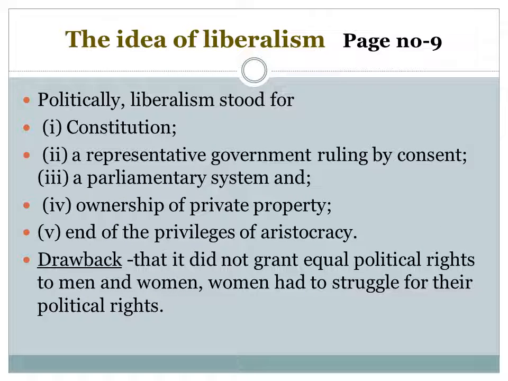Now, let's see the political meaning of liberalism. It stood for a constitution, a representative government, a parliamentary system, ownership of private property, and the end of privileges. But what was the drawback of political liberalism? It did not grant equal political rights to men and women. Women had to struggle for their political rights.